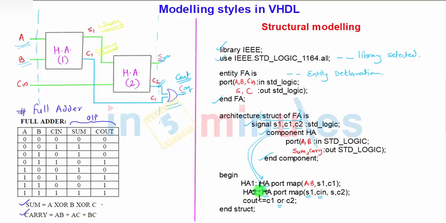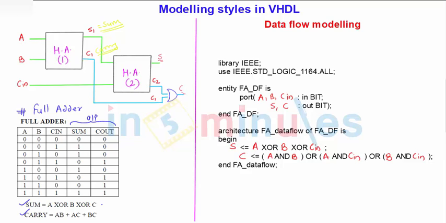Okay, so that is nothing but the total structure of the full adder in the structural modeling case of VHDL. After defining the whole structure, you have to end struct. The architecture name was struct, and I ended the structural architecture, struct, which was defined for the entity FA. Okay, so that's it. And now let us start with the data flow modeling of the same example, the full adder.